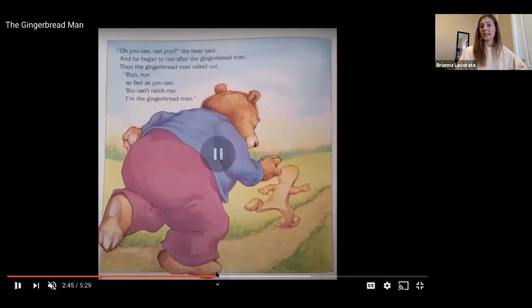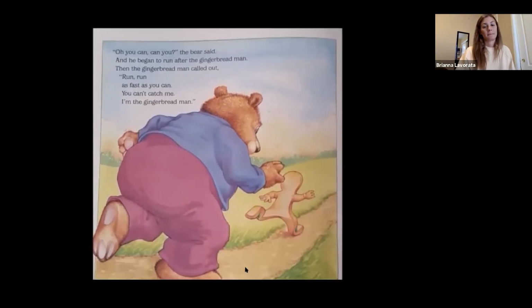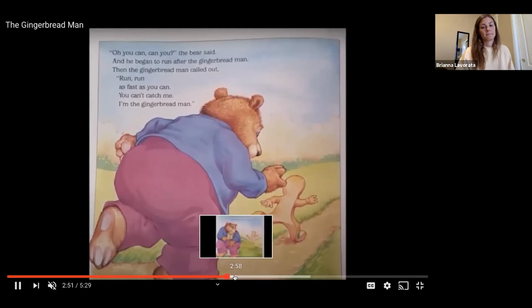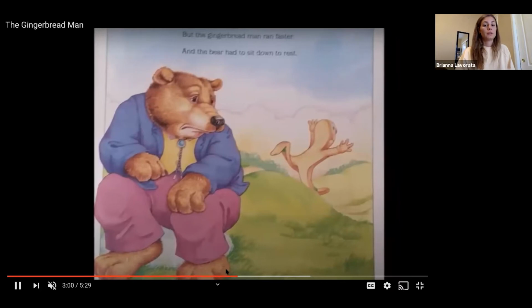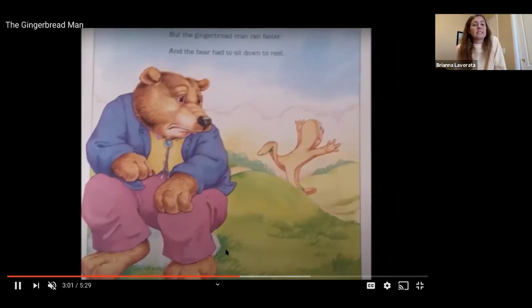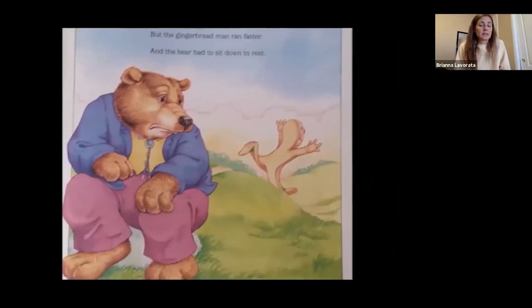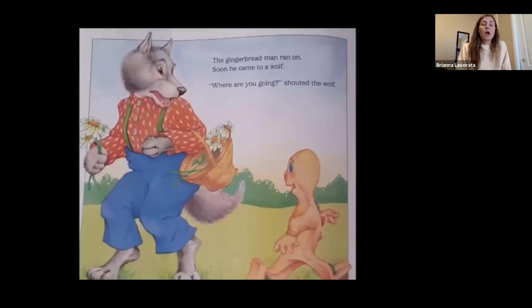"Oh, you can, can you?" the bear said, and he began to run after the gingerbread man. Then the gingerbread man called out, "Run as fast as you can. You can't catch me. I'm the gingerbread man." The bear ran fast, but the gingerbread man ran faster, and the bear had to sit down to rest. That gingerbread man, he keeps taking off.